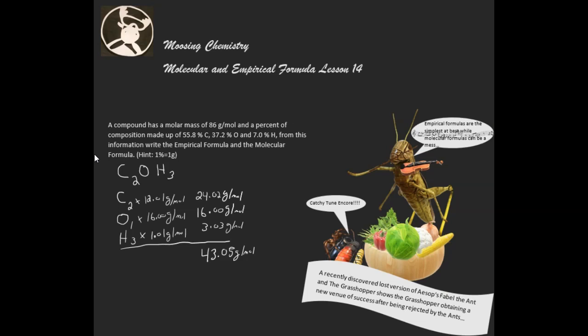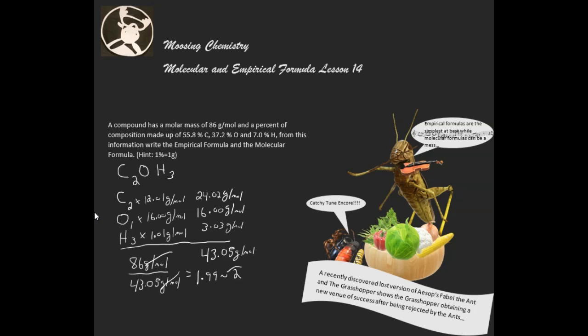All right, now we're going to take and divide that into 86 grams per mole. So 86 grams per mole divided by 43.05 grams per mole. Of course, these units are going to cancel out when we do division. So 86 divided by 43.05 is approximately 1.99, which we're going to call 2 because it's close enough to round off to 2.